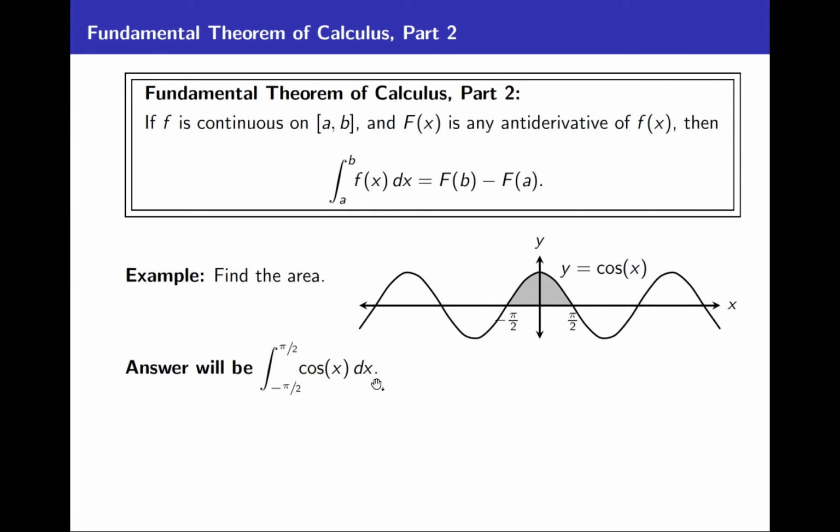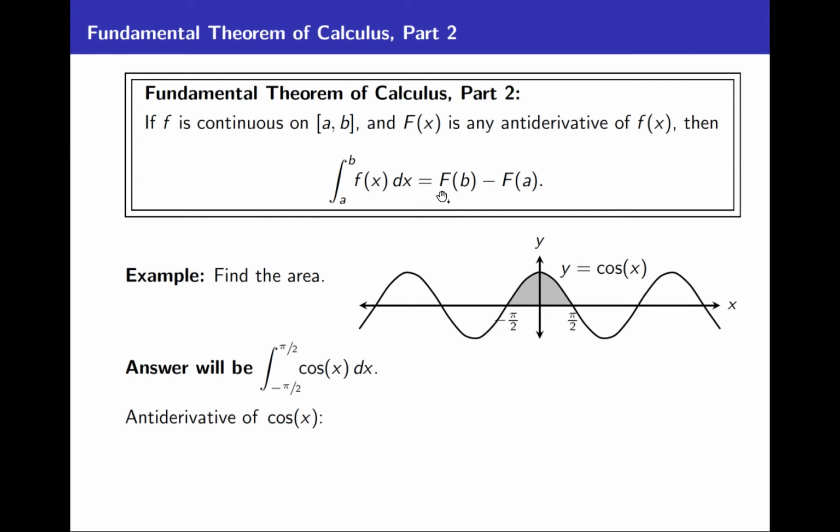Well, we know from the previous section that that area is going to be the definite integral from minus pi over 2 to pi over 2 of cosine x dx. And the thing is that with the fundamental theorem of calculus, we now have a way of computing that.